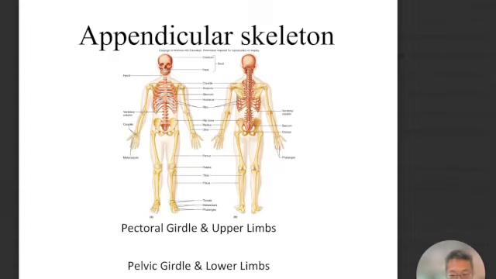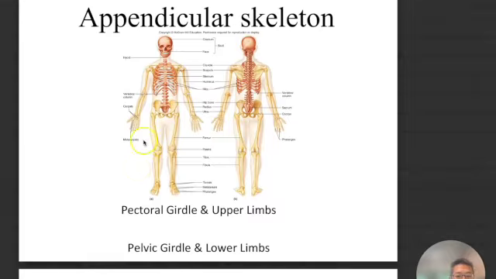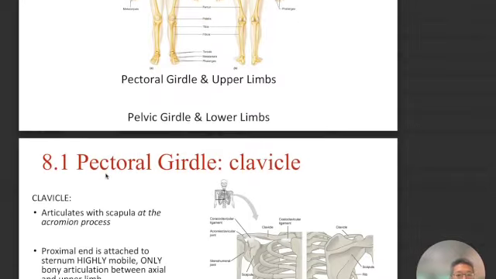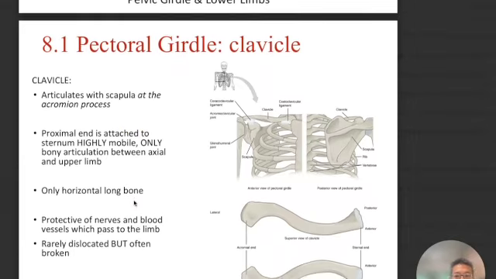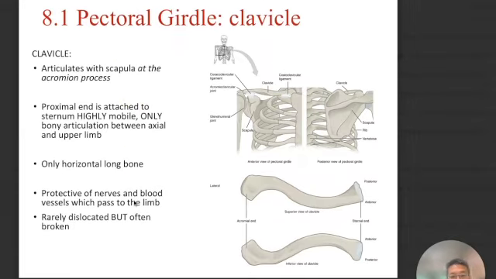Chapter 8, we're going to go through the appendicular skeleton. You guys remember, this is the axial skeleton, the one in the orange. Appendicular would be in the yellow, okay? The pectoral girdle and the upper limb and the pelvic girdle and the lower limb. This will be a short one, but a lot of review as well because we went through this in chapter 6 already. So, all right, let's go through it.